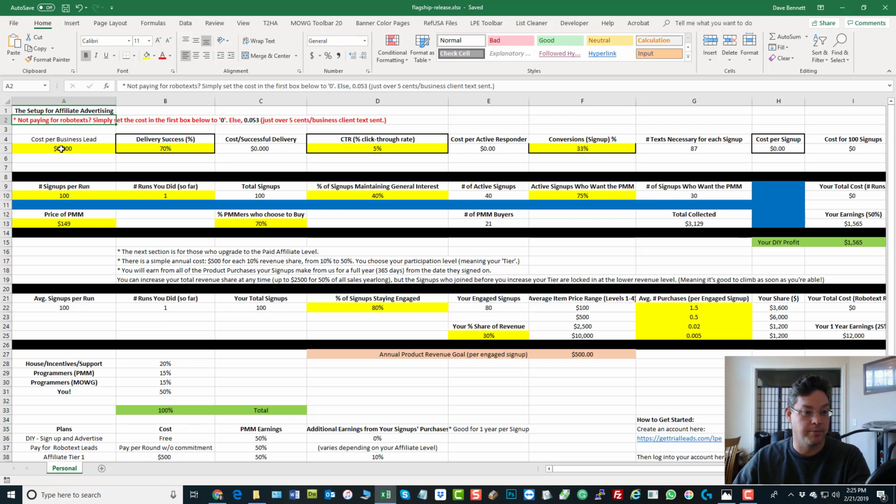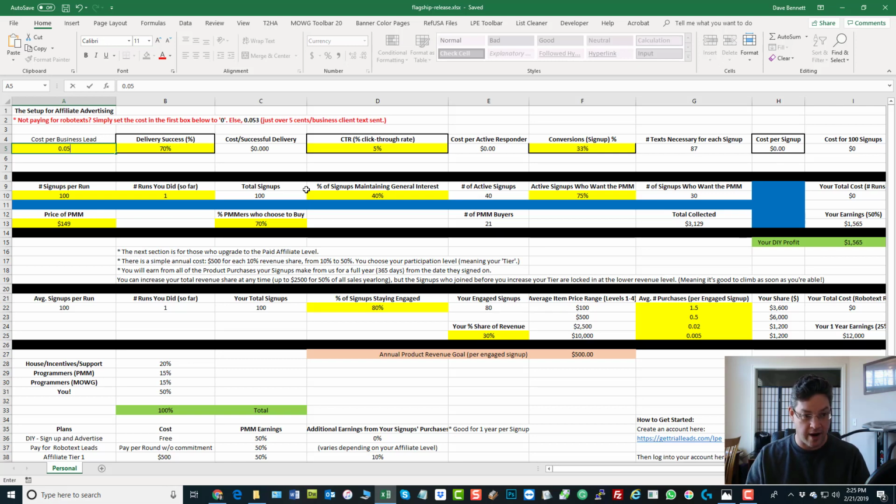So 0.053 would be an appropriate number for that. If you put that in, keep in mind, that's not 53 cents. That's 5.3 cents. There's a reason for that number. It has to do with the cost to pay people to gather leads, to physically send the messages, and to report on the results, to know things like delivery success. Every industry is different.